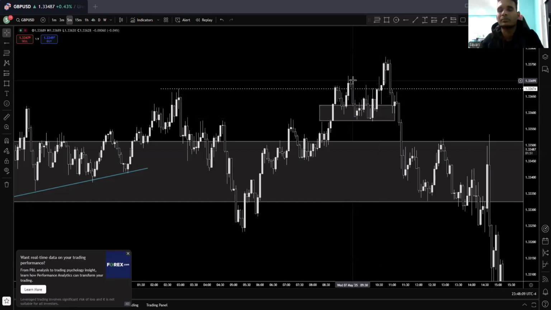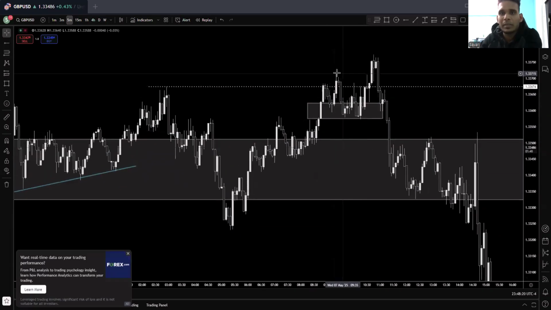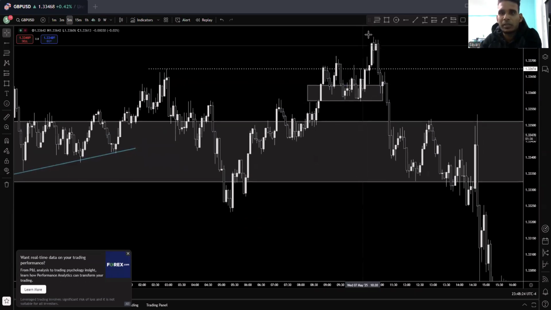Once again, this internal getting swept. This high getting swept. Now it gives a real displacement, a real structure shift. That's the real move. My entry and my stop loss get induced. This is a real inducement for the day.